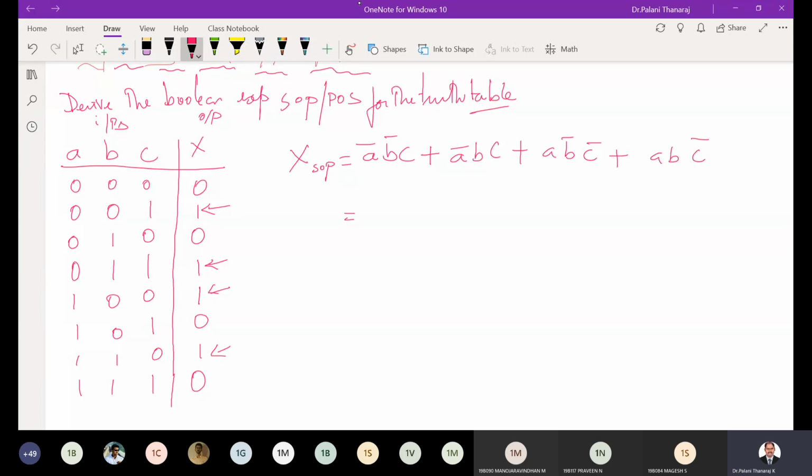Very good. Let me call some other student. I want the min term expression, like I have to write in small m form, the min term form.